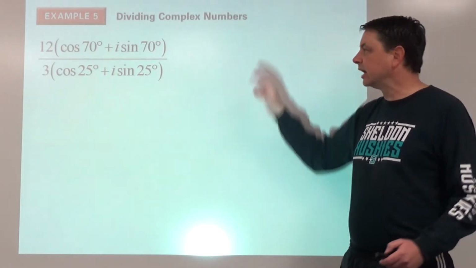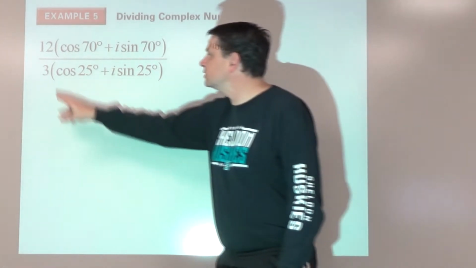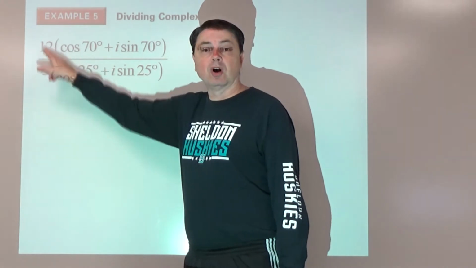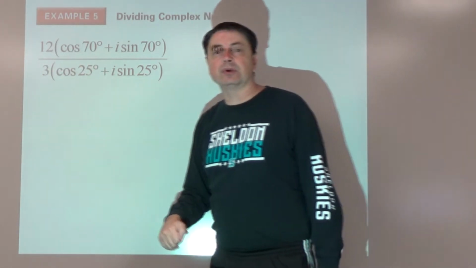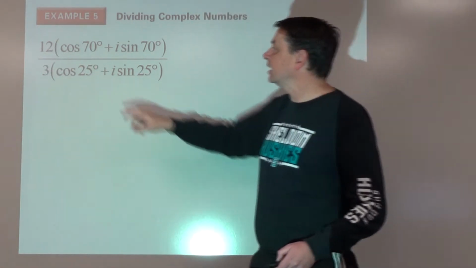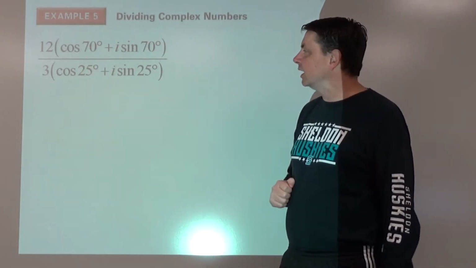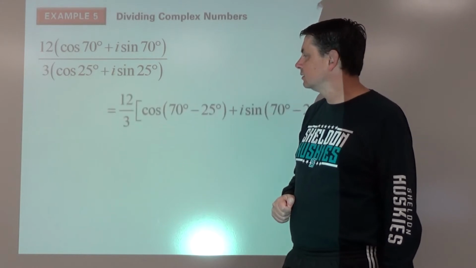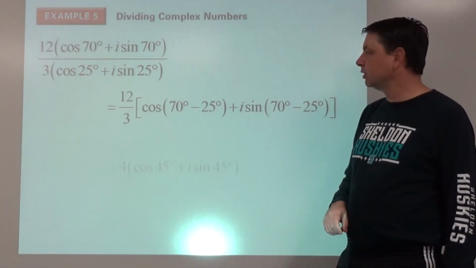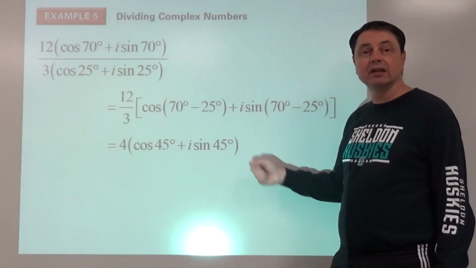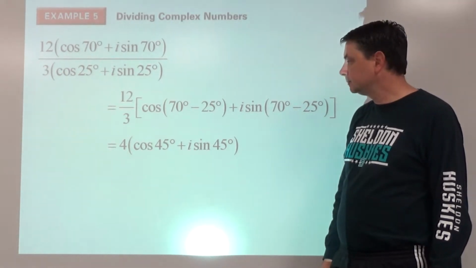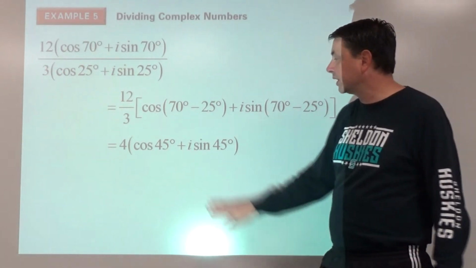Dividing, this time in degrees, but no problems there. We would divide the two r values, so 12 divided by 3 times cosine of, subtract the two angles, 70 minus 25 in terms of degrees. We can simplify, there would be our answer in trig form. If we want it in standard form, we can evaluate.